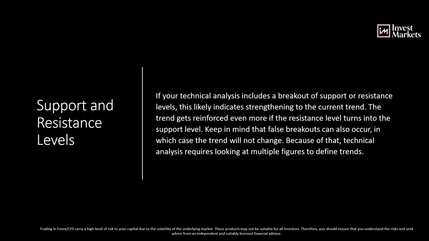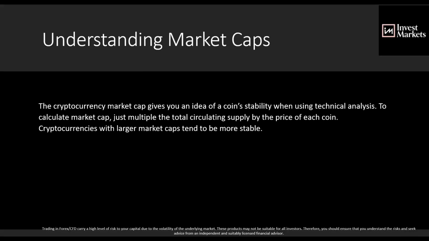Now, if your technical analysis includes a breakout of support and resistance levels, it likely indicates strengthening of the current trend. So if you combine these price levels with your trend line, guess what? Now you have a set of horizontal lines and a set of angle lines intersecting each other, both of them trying to tell you something about what price is doing and market psychology. It tries to give you more. It's putting together this puzzle that you're looking at.